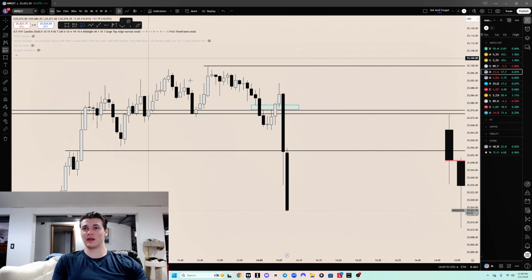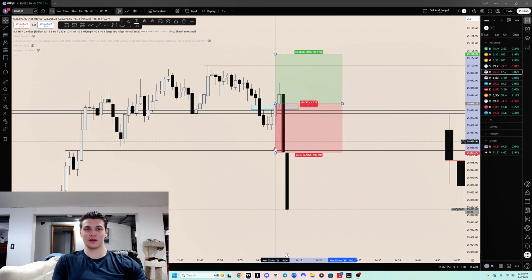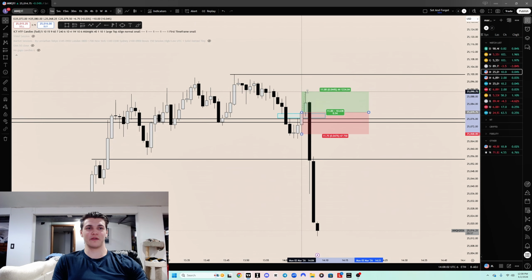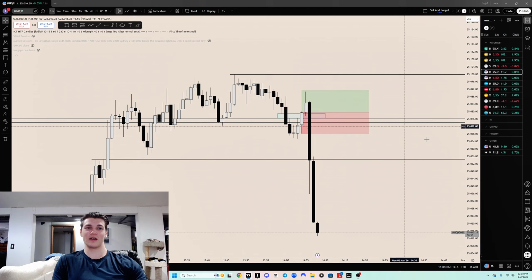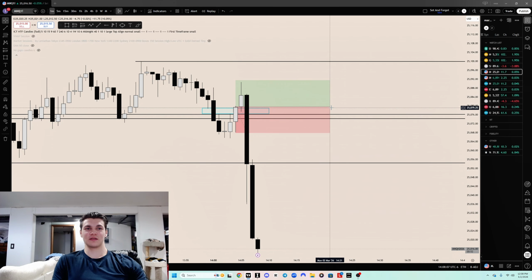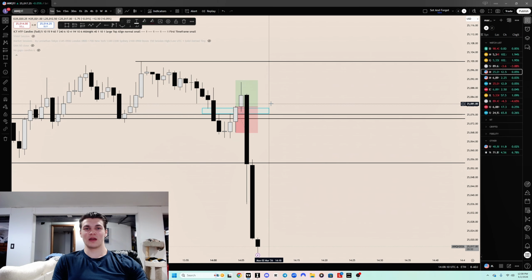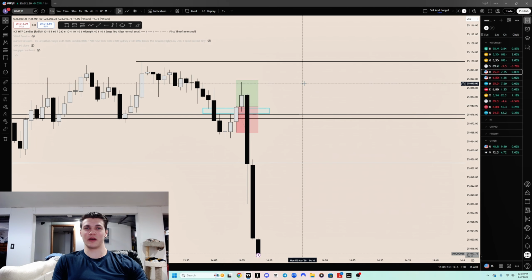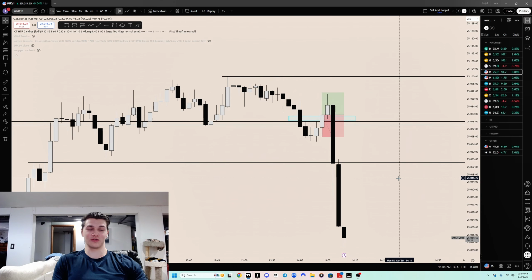We entered in right here. Stop was below this candle's wick, and then our take profit for a 1-to-1 was right here, which it almost hit. Was so close to hitting. And like I said before, the second I trade 50% into my take profit, meaning 0.5 like this, my stop gets moved to break even immediately, and then I just let it play out. And that's really about it.